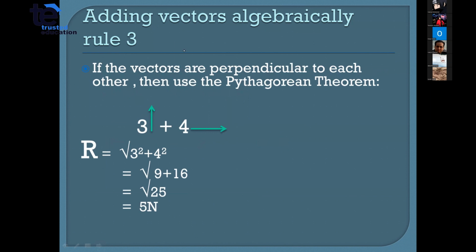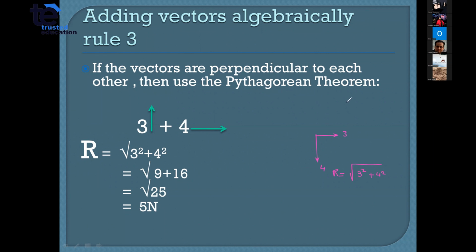For example, I have here a vector to the south and another vector to the east. I know that the east and south are perpendicular. So at that time, I cannot add, I cannot subtract, but I have to use the Pythagorean theorem in order to find the resultant. Suppose that this is, for example, 3 and this is 4. So all I have to do is to get the resultant vector by adding their squares under the radical. So it will be 3 squared plus 4 squared.